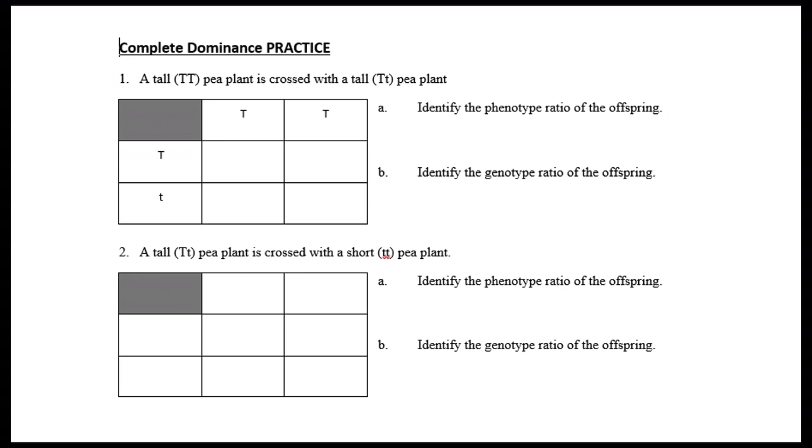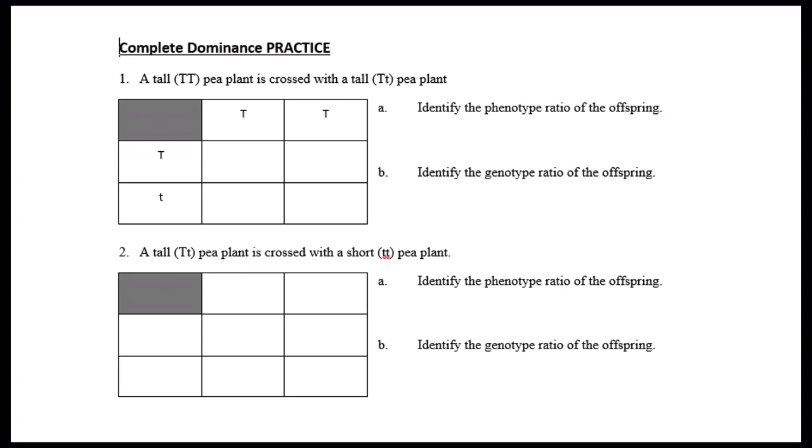So the focus of this practice is on complete dominance. This is where one trait is present and it is dominant over the other one. So you would need both recessive alleles present in order to show the recessive trait. So let's do this kind of together here. Identify the phenotypic ratio and the genotypic ratio of the offspring.